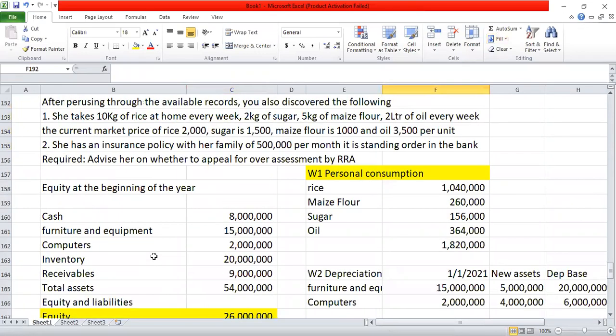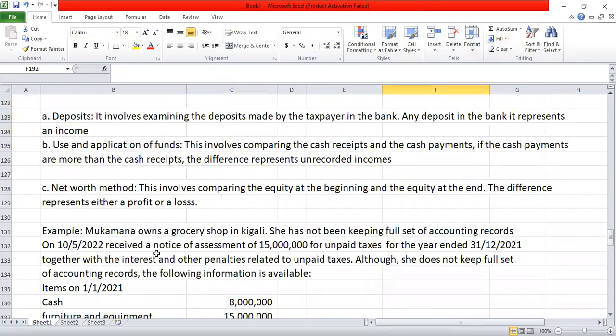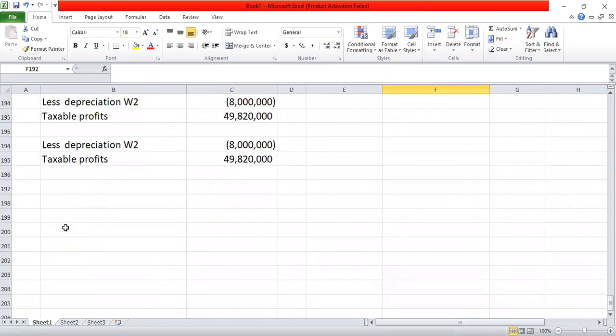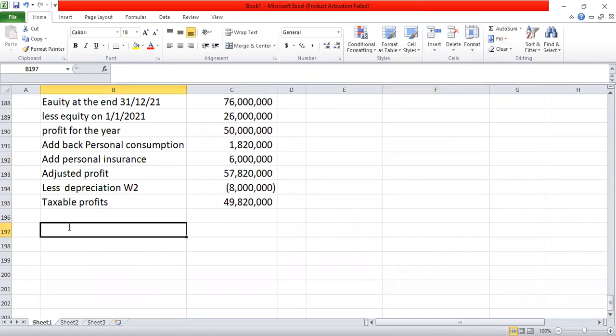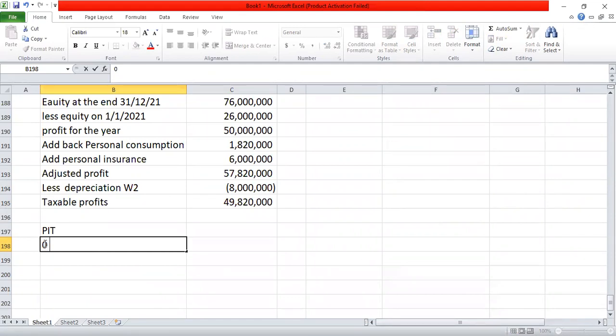This is an individual person. Mukamana is an individual. So I can now charge my personal income tax, my PIT. We're still using the old law. It has changed, but please don't use the new in your calculation. Use the old law. Please still use the old law because the examination was set on the old law. Don't use the new law.